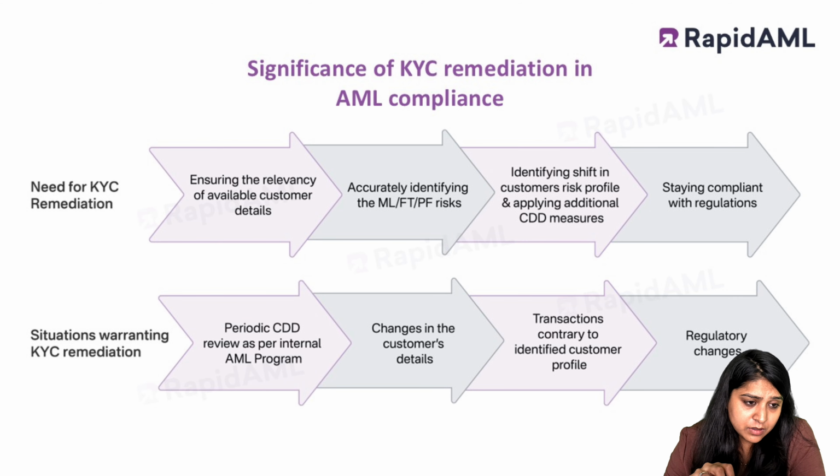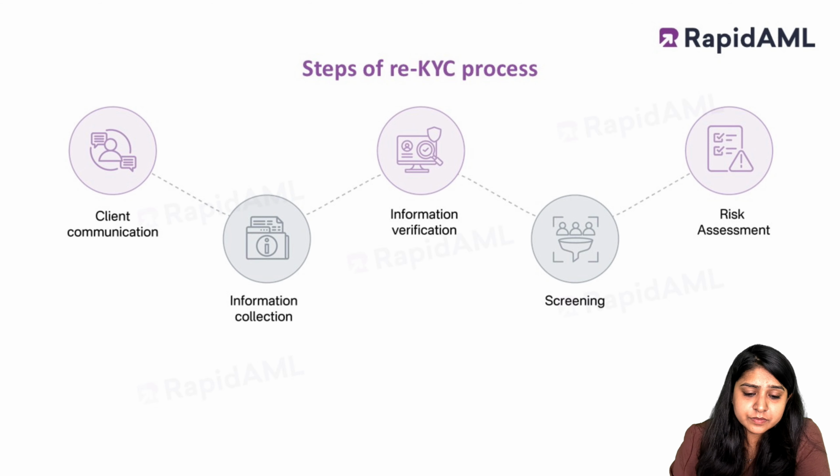Re-KYC is a very simple process. Once we have a register, or if we are using any software, they generally give a dashboard that tells you that this particular company's document is going to expire. Even if you have that kind of tool in place, well and good. The other option is that you maintain a register with information about which customers' specific documents are getting expired. In that case, first you will communicate to your client that this particular document is pending, please share that information. They will share it, you will verify it. Once you receive and verify it, you can then screen them and perform the risk assessment.